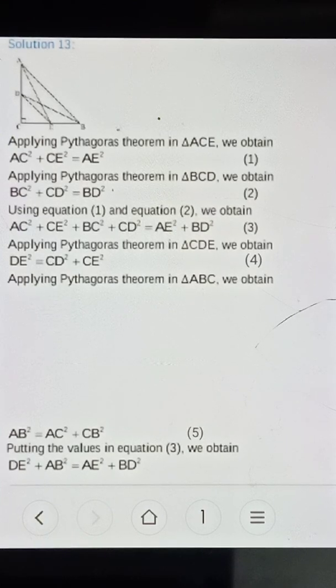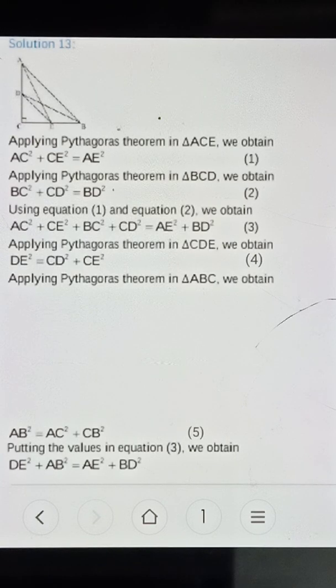In question number 13, it has been said D and E are points on the side CA and CB of a triangle ABC which is right angled at C. Okay, so suppose this is your right angle triangle, right angled at C. You were told that we have right angle at the point C, and then on the side CA, you had a point D, and on CB, you had a point E.